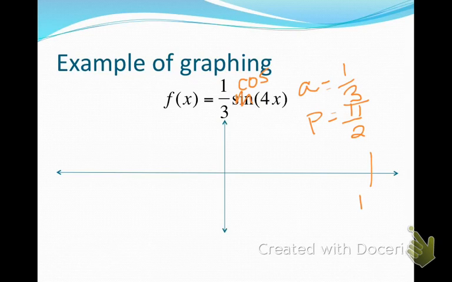I'm going to mark off the same distance away, but I'm changing my scale. I'm going to call that pi over 2 now. So that makes this point pi over 4. Then I have these points here. This would be pi over 8. This would be 3 pi over 8.